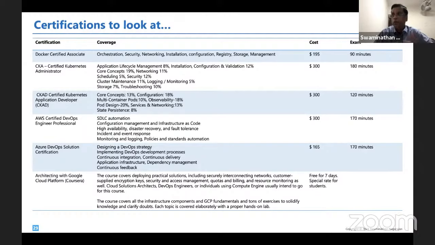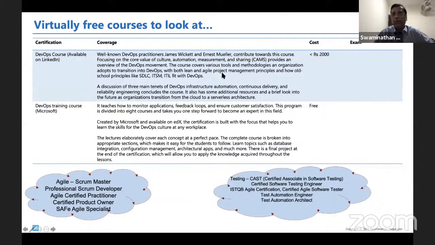In addition to the courses, you can take certain other courses which are mutually exclusive to this. But remember, you set your goal with respect to the proficiency you want to attain and in which area. Accordingly, you work. You can get a Kubernetes certification, Docker certification, or AWS, Azure, DevOps certification, right? DevOps courses are available on LinkedIn for less than 2,000 rupees. Microsoft offers a DevOps training course free.